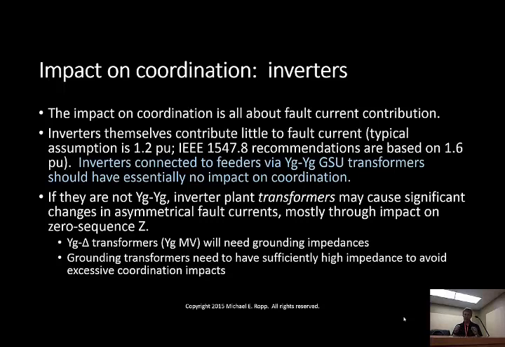But we've said this before, that if you've got an inverter source that is connected to your feeder through a YGYG GSU transformer, there really should be no impact on protection. You really shouldn't have to do anything. So that's the good news.